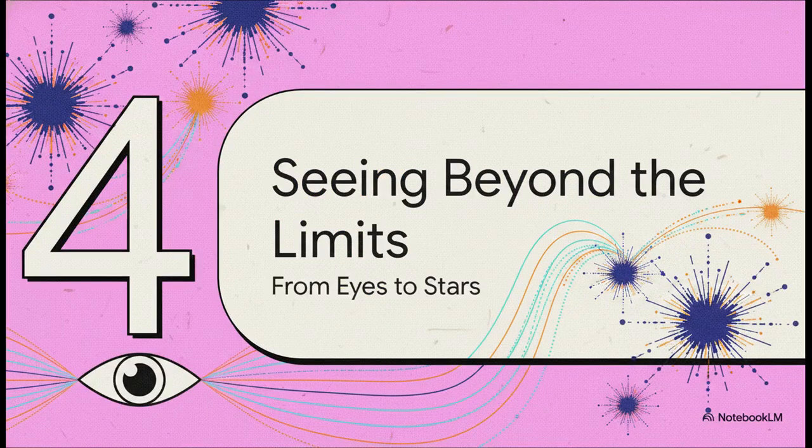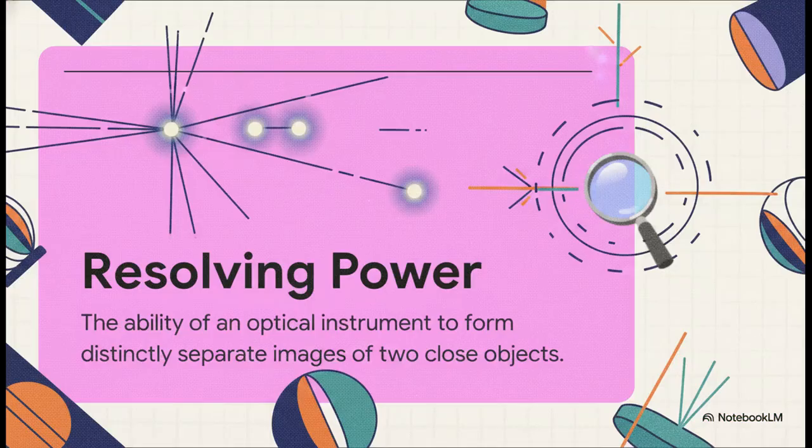Okay, so let's take that idea of clear vision and push it way further. What if we want to see things that are not just far away, but also incredibly close together? I'm talking about 2 distant stars that, to us, just look like a single bright dot. This is where a concept called resolving power comes in. And here's the key idea. This isn't about making things bigger. Magnification is easy. This is about making things distinct. A great telescope's real test is whether it can look at what your eye sees as one star and reveal that it's actually 2 separate stars shining right next to each other.